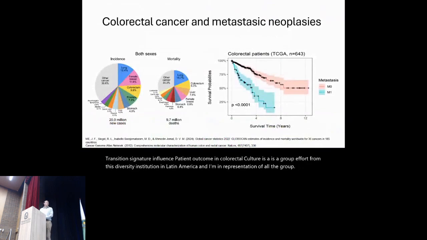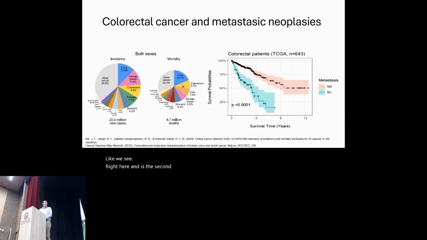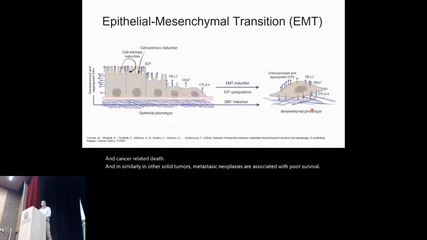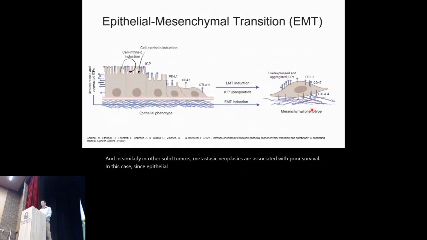So colorectal cancer ranks as the third most frequently diagnosed malignancy, like we see right here, and it's the second highest cancer-related death. And like we know, as in other solid tumors, metastatic neoplasias are associated with poor survival. In this case, since epithelial mesenchymal transition is a key process of tumor metastasis, we use single-cell data to evaluate relevant signals for transitional phases in epithelial tumor cells.